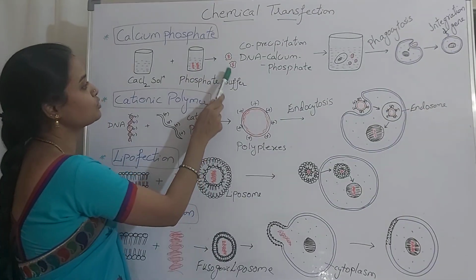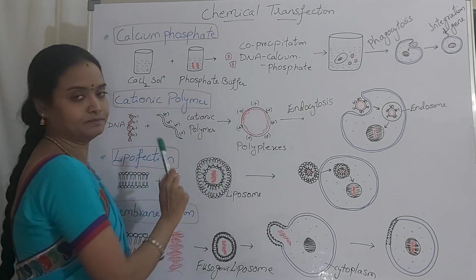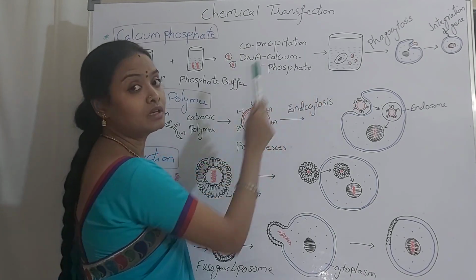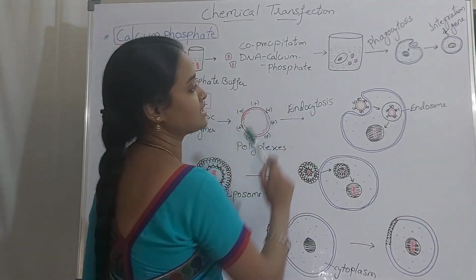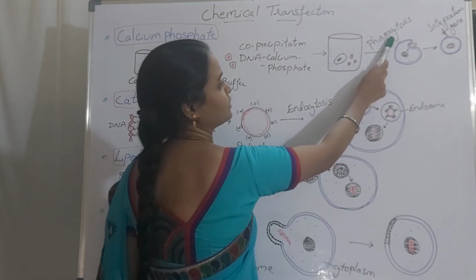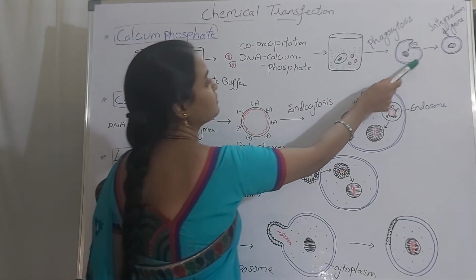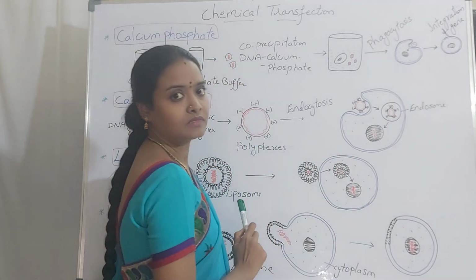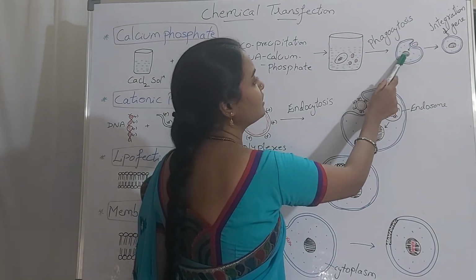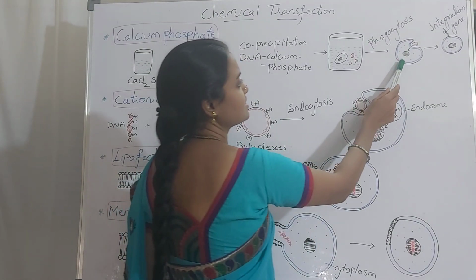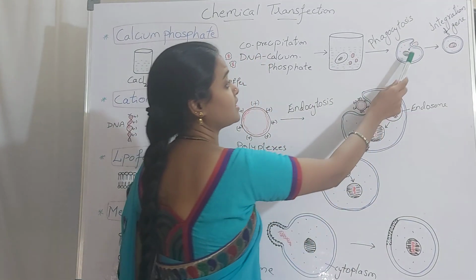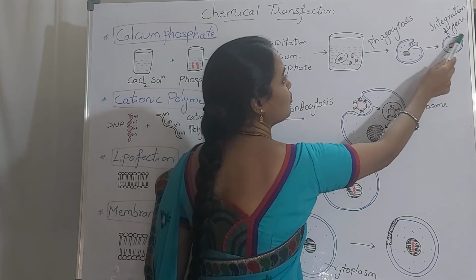Once you get the co-precipitate, you add it to the beaker containing animal cells. Now you can see that by means of phagocytosis the cell will engulf the precipitate. The co-precipitation complex that is formed will be engulfed by the cell. As a result, the desired gene or DNA is transferred into the nucleus of the animal cell.